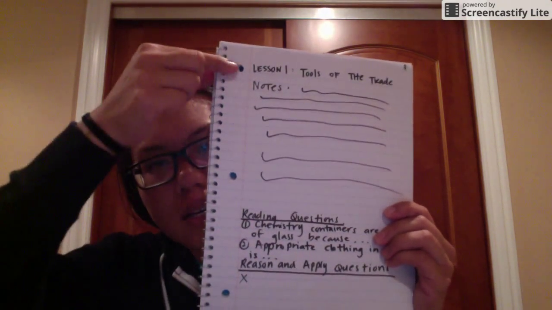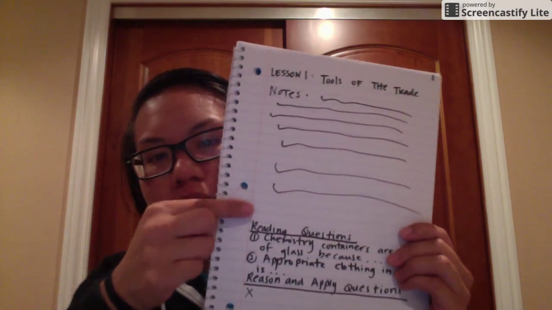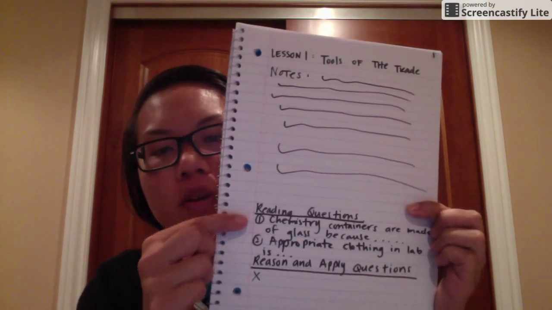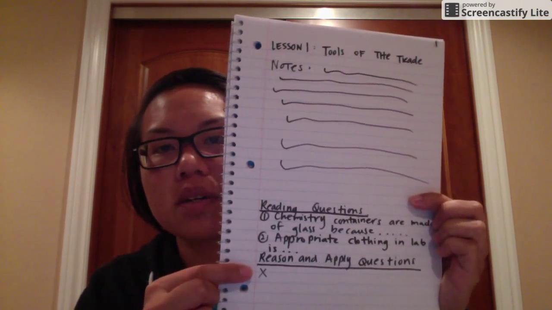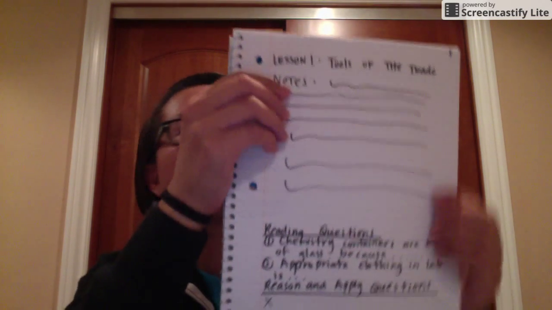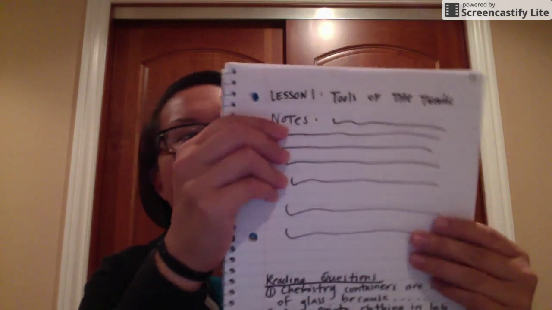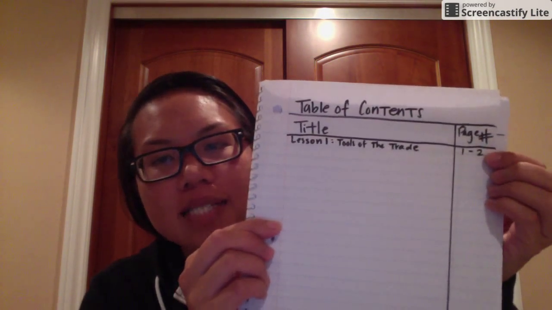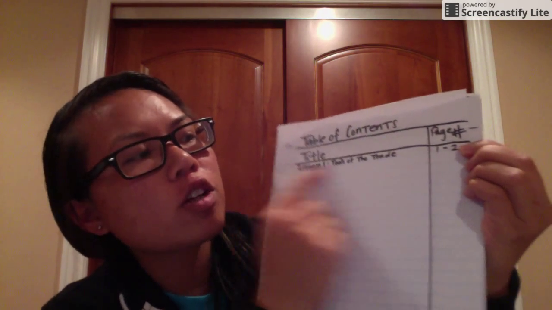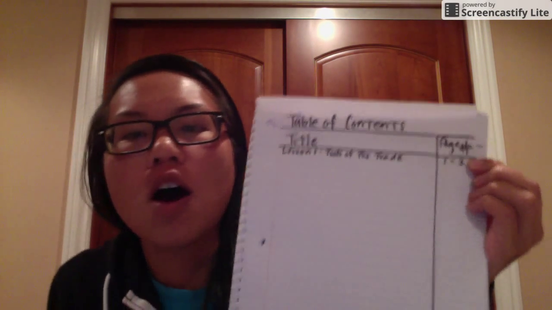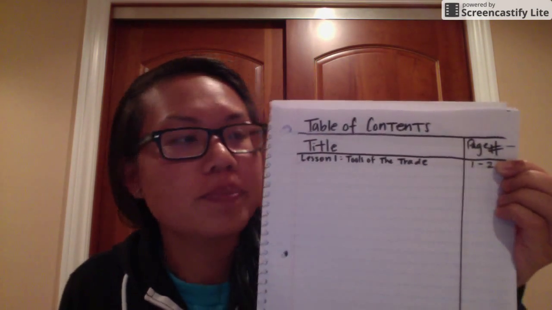So all the answers to these questions are going to go at the bottom of your notes. If I look back at my notebook, if you imagine, here's the title, here are your notes that you've listed, reading questions at the bottom of your notes, then reason and apply questions, right? So each time you do this, let's say lesson 1 takes up page 1 and page 2. On your table of contents page, you're going to note that lesson 1, you did the notes for that, and that's on page 1 to 2 of your notebook. That way you don't have to search around like crazy for your notes, and you're all set.